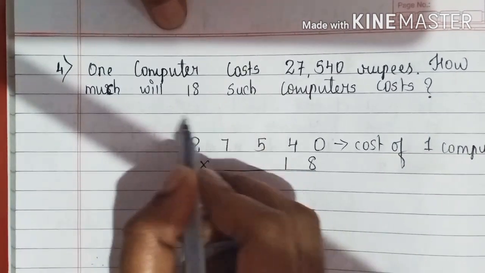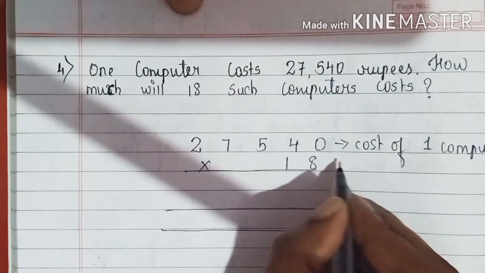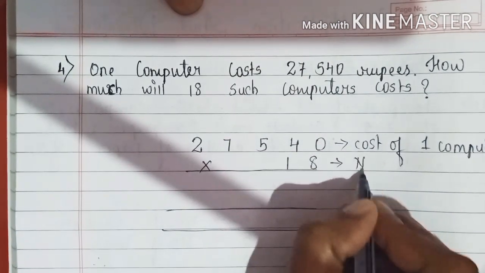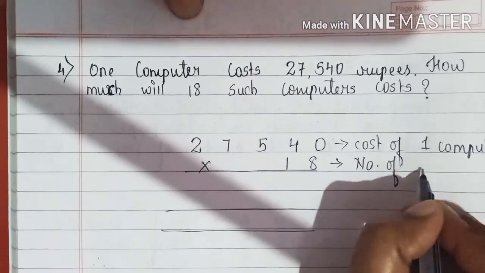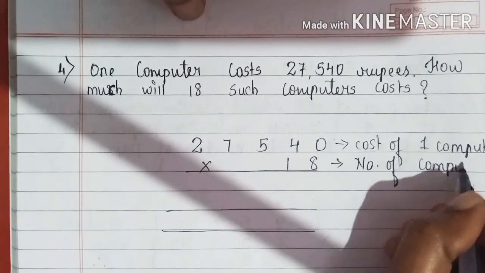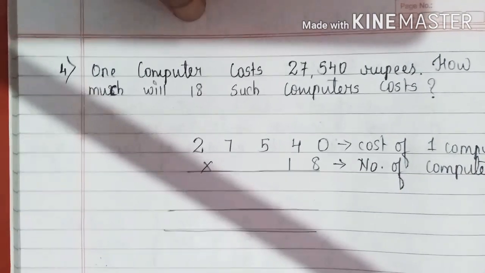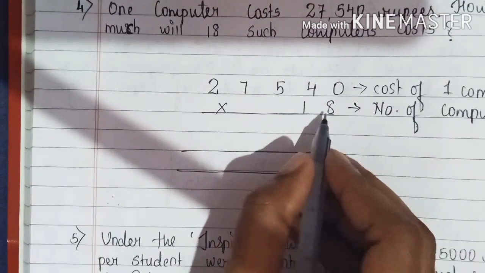Okay, the total number of computers is 18. So this will be the number of computers. So we will do multiplication to find out the total cost.